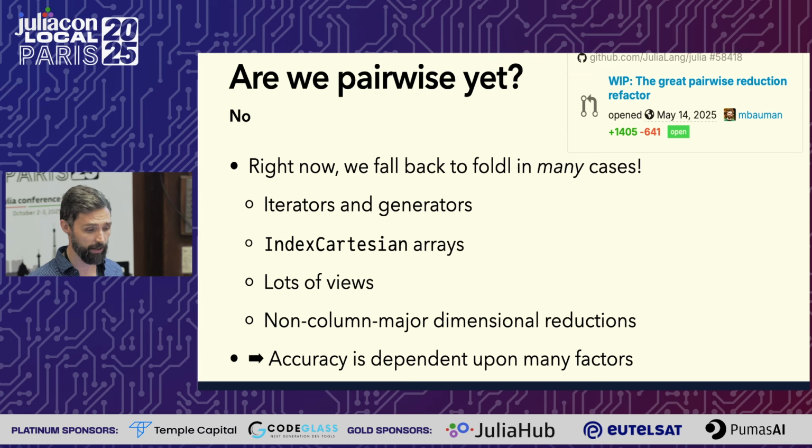This is especially egregious across dimensional reductions, which we'll get to. And all of this means that the accuracy you get out of a simple function like sum is dependent upon many factors: type stability, the wrapper types, the memory locality. All of that matters, which is quite surprising.